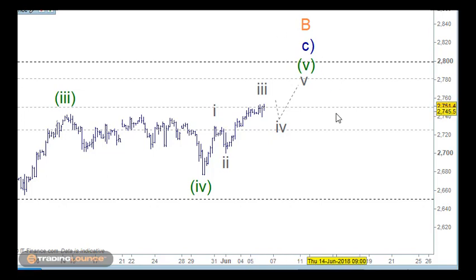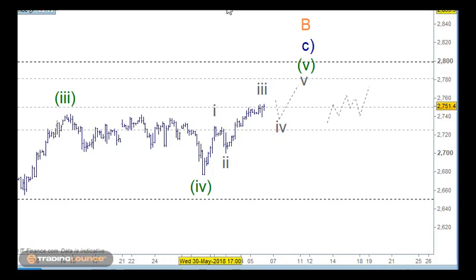So the normal sort of pattern is the arrival, the reaction, the first high above the level, then some sort of ABC correction, and then up from that point. So yeah, we can see that we're sort of in this space here at the moment, or trying to get through this old high here in that particular pattern there.